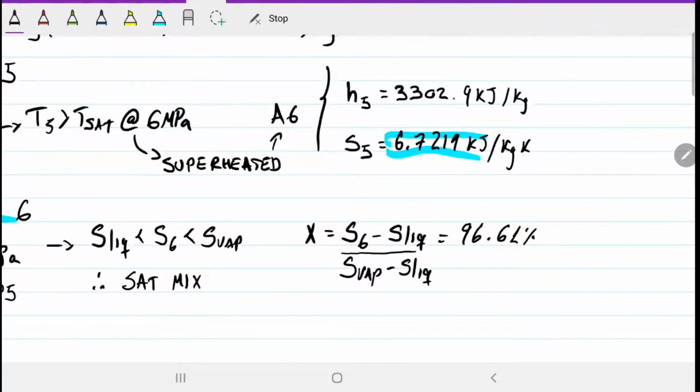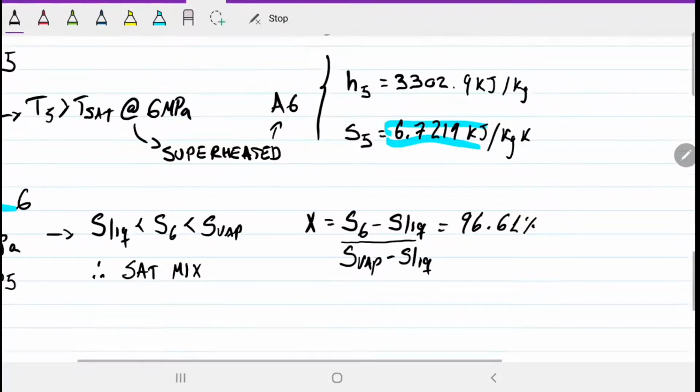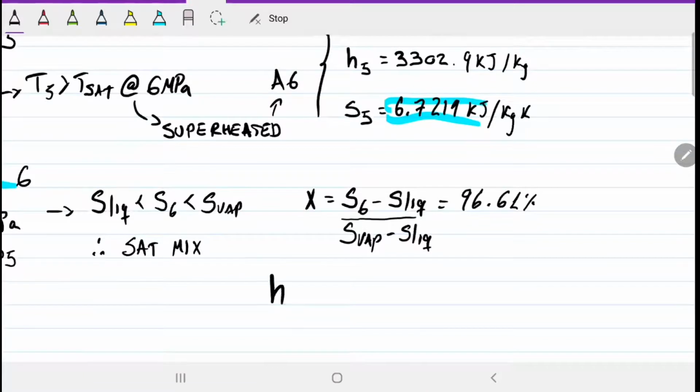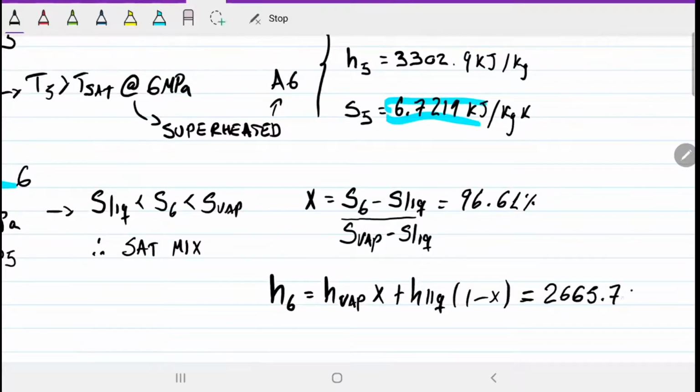Okay, with the quality, we can calculate our enthalpy. As we know, the enthalpy of state 6 will just be the enthalpy of the vapor times the quality plus the enthalpy of the saturated liquid times 1 minus quality. We have all that information from the table, and we have the quality already, so we can calculate H6, and that's 2665.7 kilojoules per kilogram. State 6 is done. We're going to do state 7.